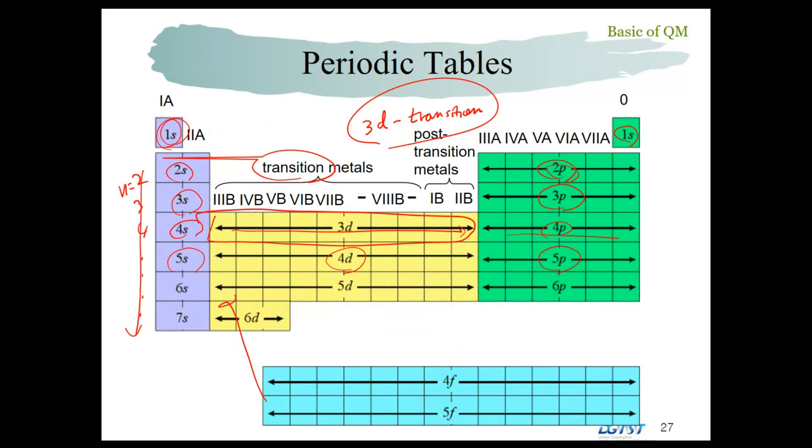Okay, good question. Regarding the exact meaning of post, here we divide the periodic table, and those parts we call transition metals, and after this number, we call them post-transition metals. But I'm sorry, I don't know the exact meaning of this post now. I will find it and then answer you. Okay? I'm sorry.